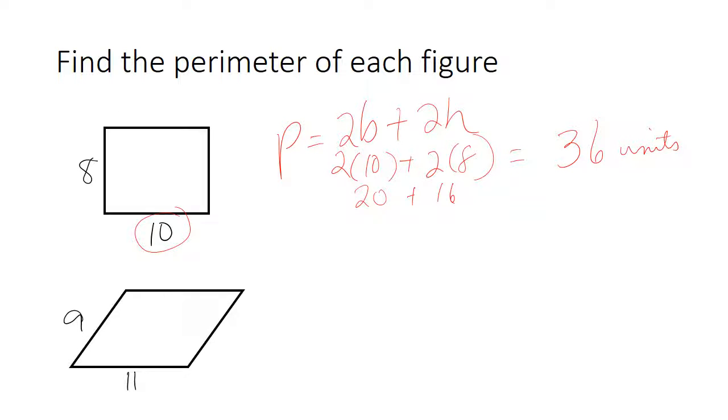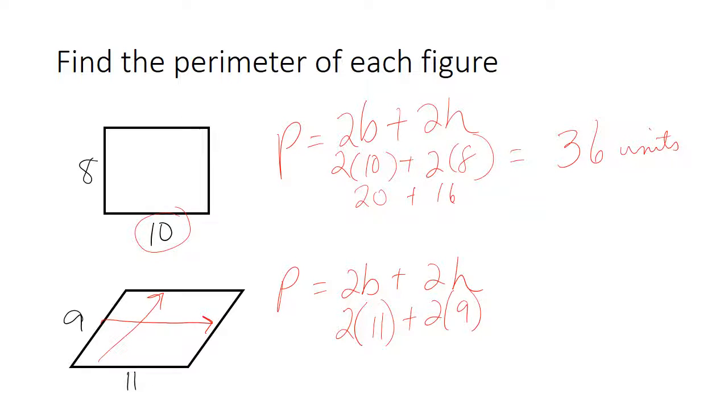What about if our parallelogram looks like this? It still works the same way, because this side is equal in length to that side, and the 9 is equal in length to this side. So it's still the same formula: P equals 2B plus 2H. Our base would be 11, and our height would be 9. Does it matter if you get your B and your H backwards? In a parallelogram, it really doesn't matter at all. 2 times 11 is 22, and 2 times 9 is 18. So altogether, that is 40 units.